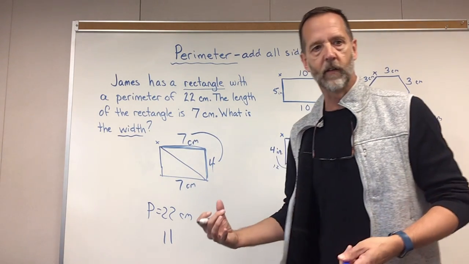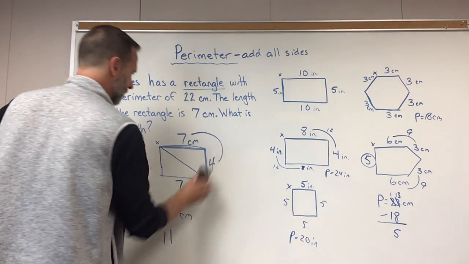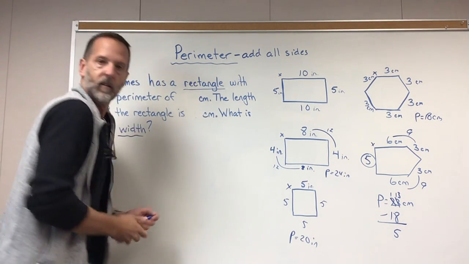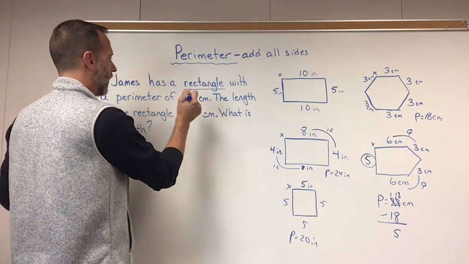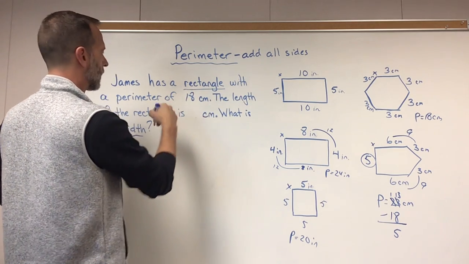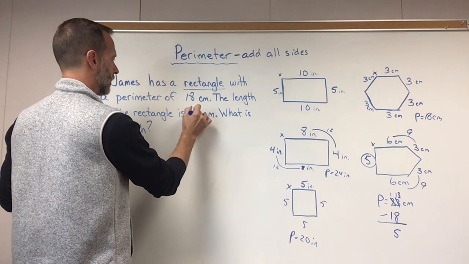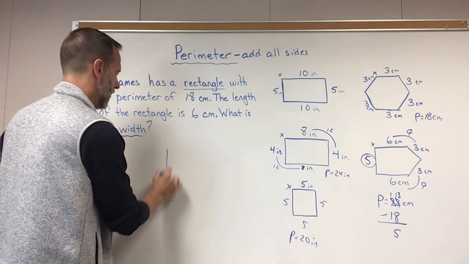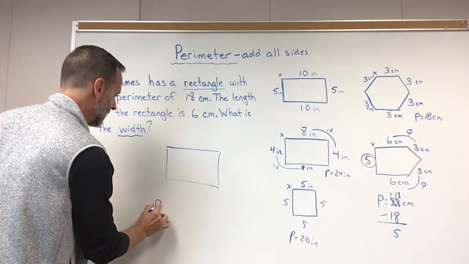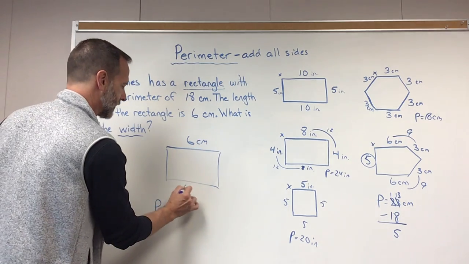Again, I found half of it. Let me change the numbers. We'll do another one. I'm going to keep the problem exactly the same because the problem really doesn't change at all. The perimeter is 18, and the length is 6. I have a rectangle again. The perimeter is 18. The length is 6 centimeters. Again, 6 up, 6 down.